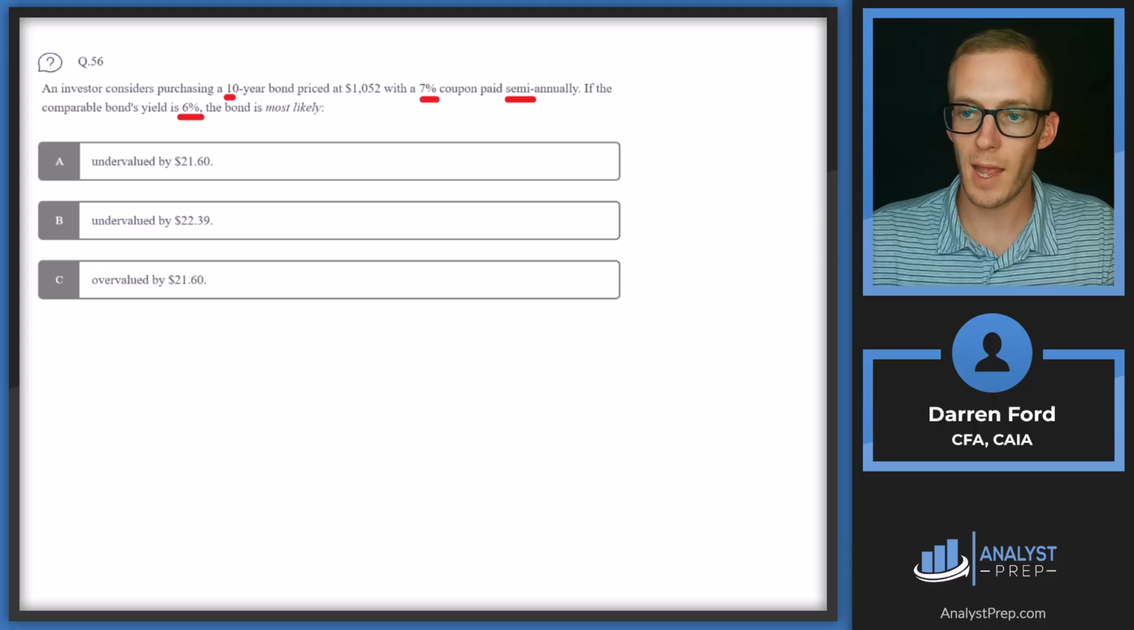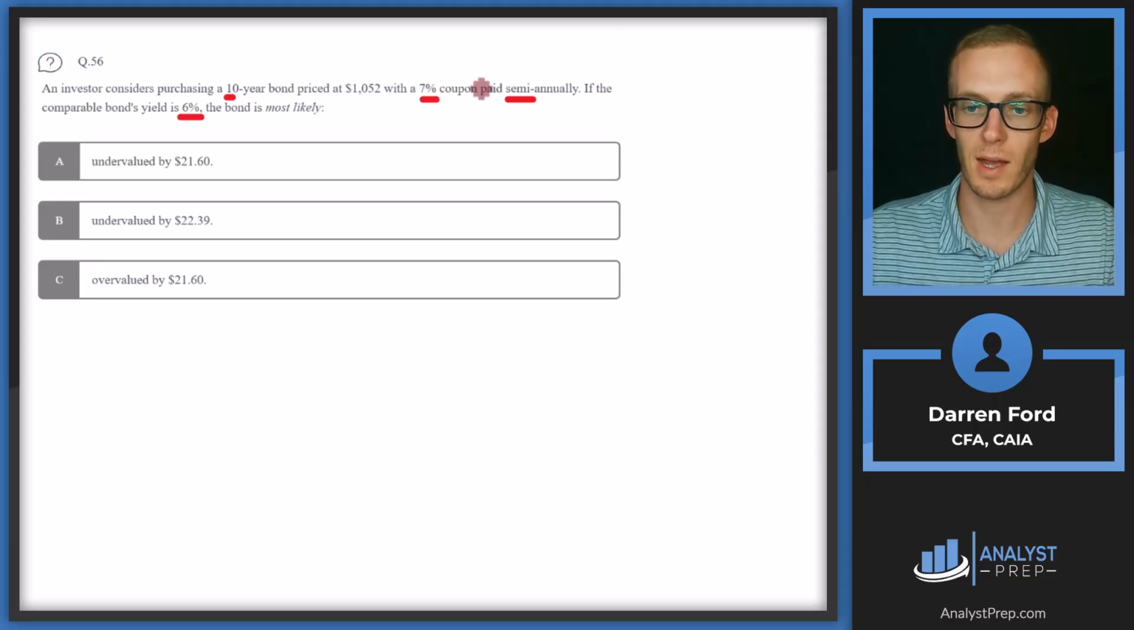So for N, we're at 10 years, but twice a year, so we'll have 20 payments. Interest rate is going to be 3 since we're doing semi-annual, and yield is 6% annually, so we need to divide that by 2. Same thing for the payment. We're going to have 7% divided by 2, which would be 3.5%, and then multiply that by 1,000 par to get our payment. And then for future value, we've got par in there. So we'll hit compute present value now.